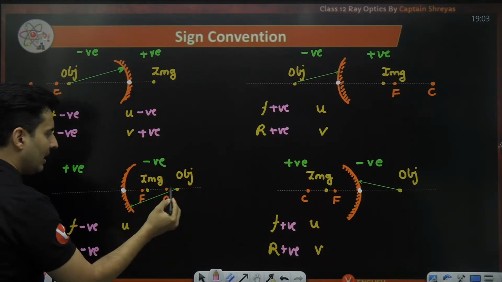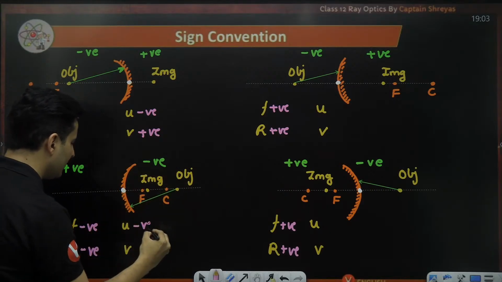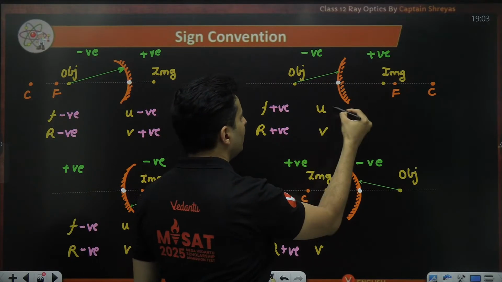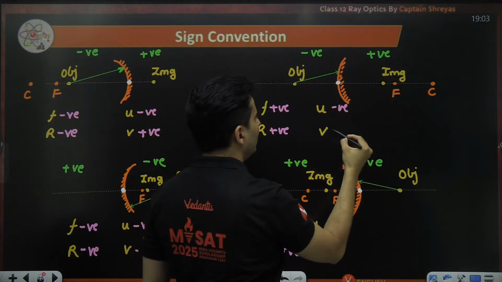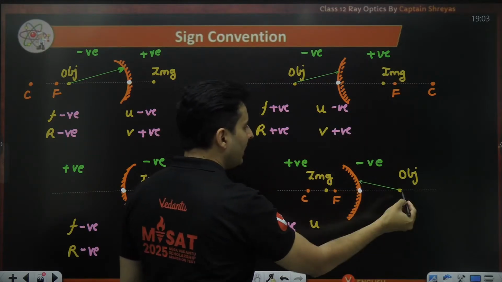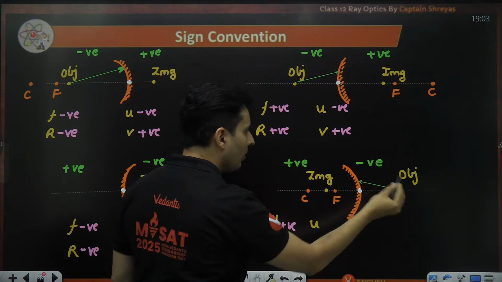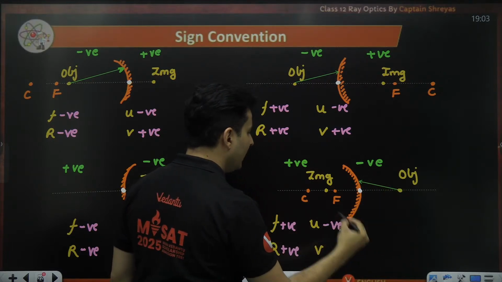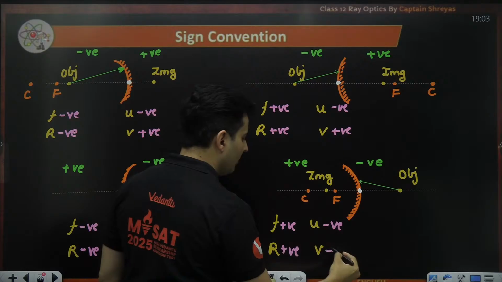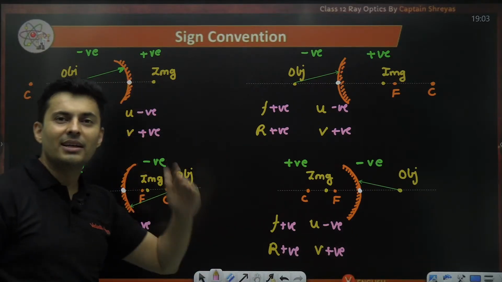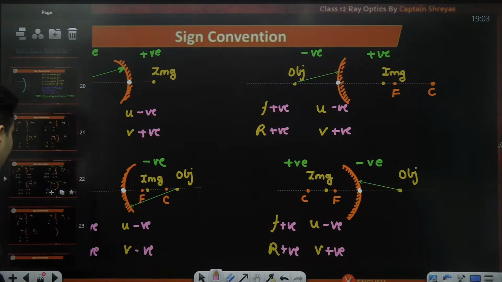Here, object and image are both on the negative side. So this is negative. This is also negative. Over here, the object is on the negative side and the image is on the positive side. That's how simple it is once you know which side is positive and negative. Is it clear? You just need to look at the coordinates.